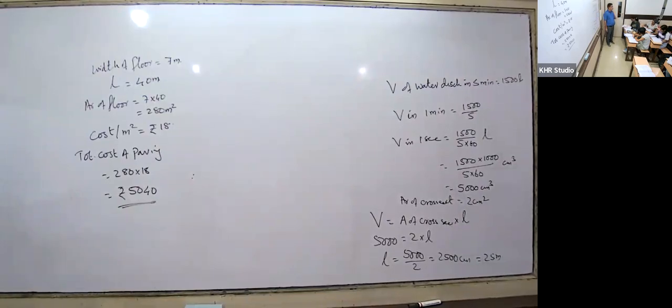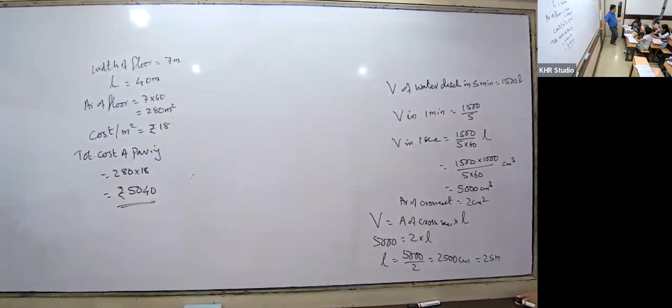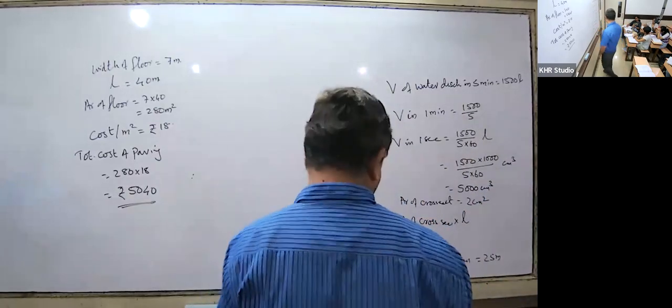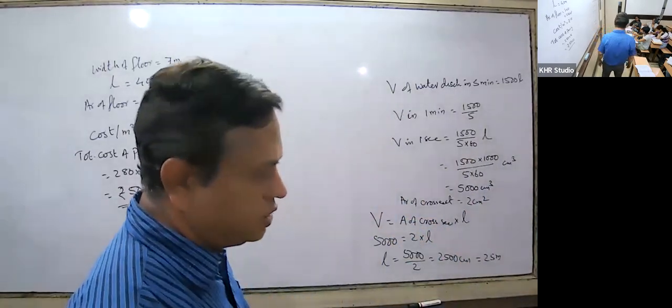So therefore, what is the speed? What is speed? What is the meaning? A car is at the speed of 60 km per hour. What is the meaning? In 1 hour, it travels 60. So here, length of water discharged in 1 second is 25 meter. Means speed is equal to 25 meter per second. So speed is equal to 25 meter per second. That is the final answer.